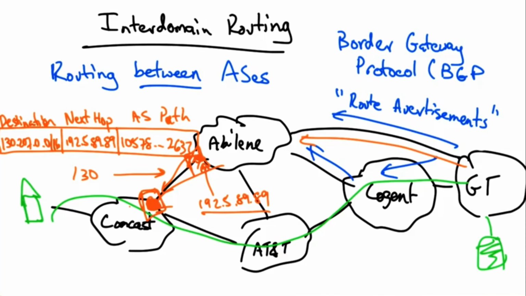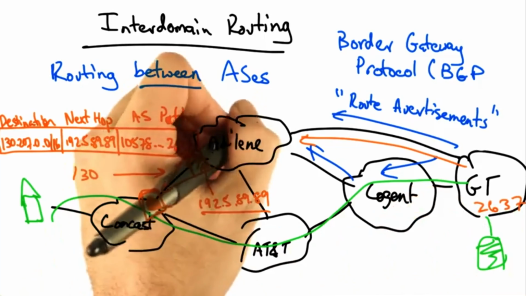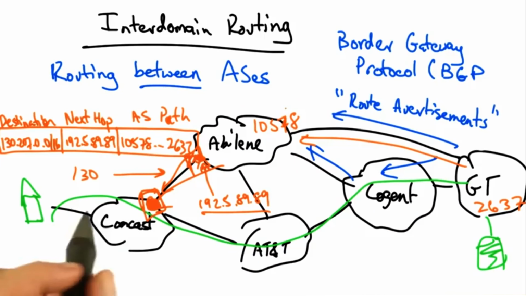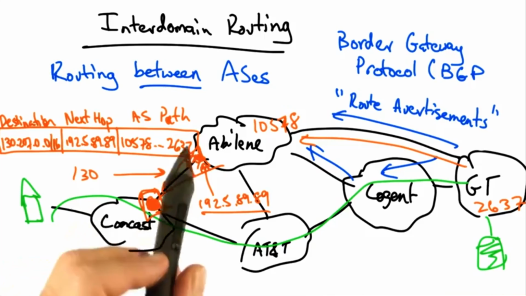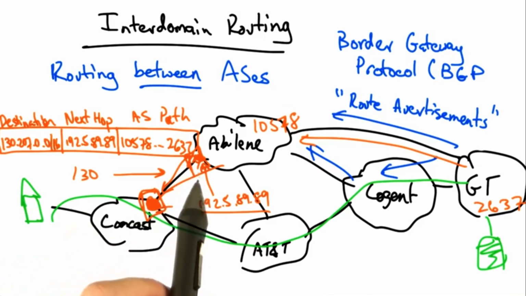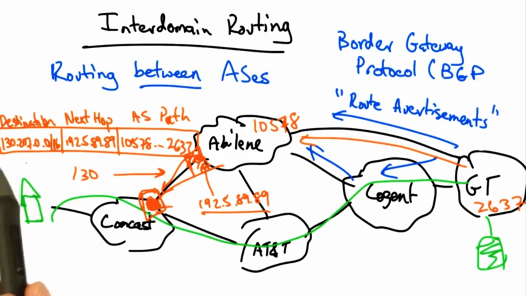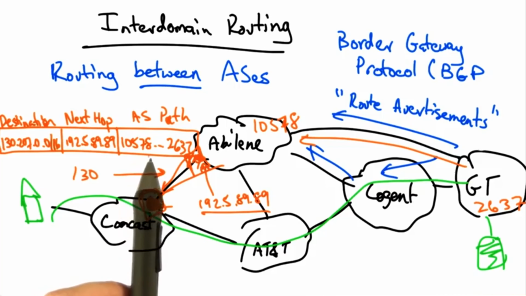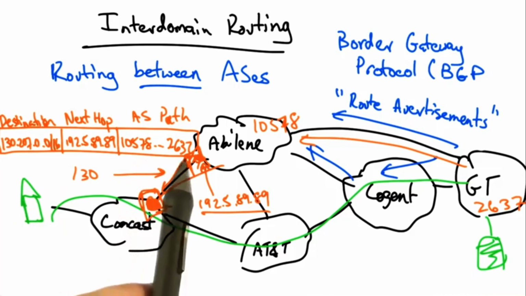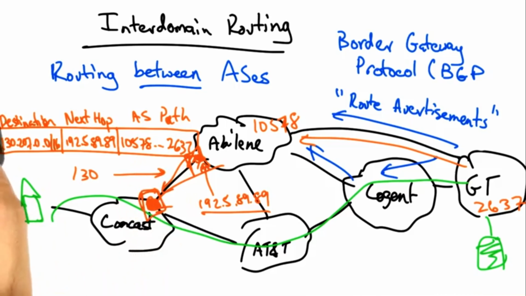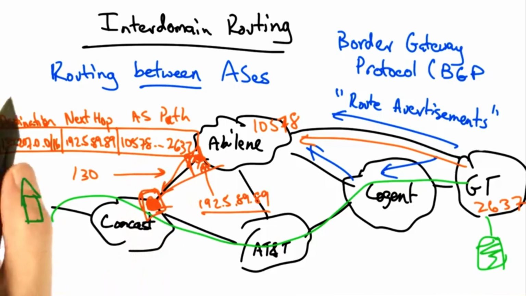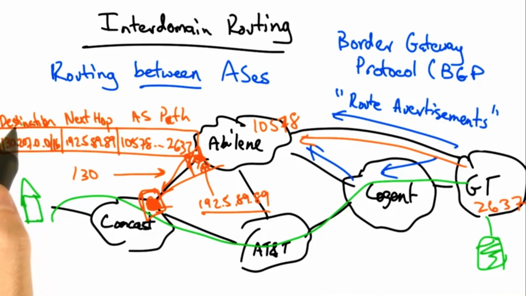the recipient AS. So, for example, Georgia Tech's AS number is 2637, and Abilene's is 10578, so the AS path that Comcast would hear if it received a route advertisement from Abilene for Georgia Tech would be 10578 followed by 2637. So in the remainder of the lesson, we'll look at other BGP route attributes, but these are essentially the three most important because they describe how to stitch together an interdomain path to a global destination.